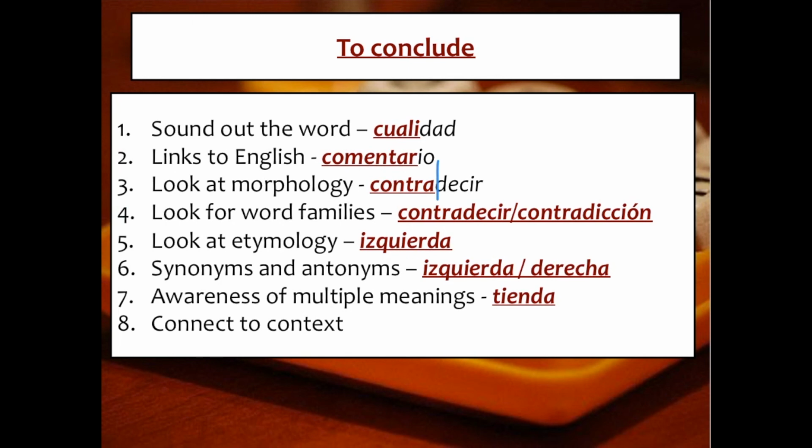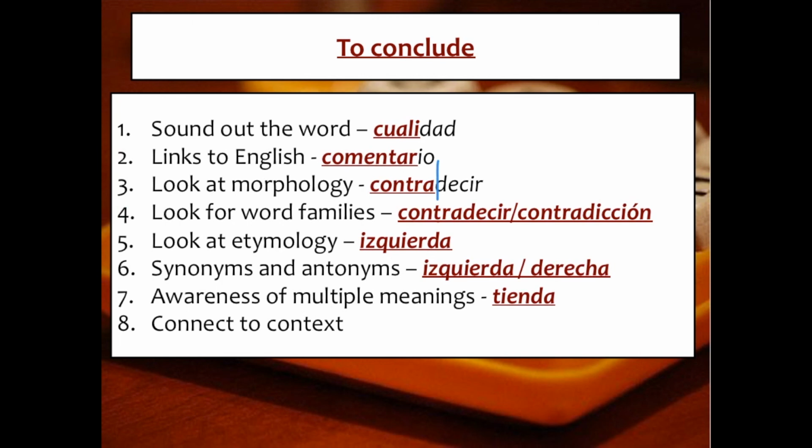Look for word families and get in the habit of asking for the related noun, and the related infinitive. This is going to help you expand your vocabulary. Contradecir, una contradicción, the noun. Look at etymology as well. Don't be afraid to question where words come from. Izquierda is borrowed from Basque. Synonyms and antonyms, make a list of these.